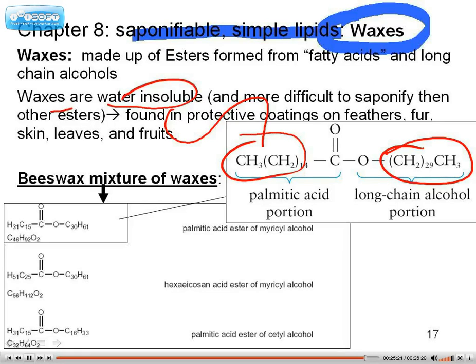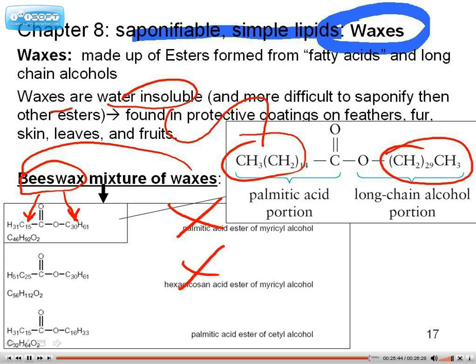So go ahead and take a look at beeswax. It's actually a mixture of these various types of waxes. Notice how long each of these hydrocarbons are. So it's obviously mostly nonpolar, therefore it makes a very nice waterproof coating. You're not responsible for memorizing these names.